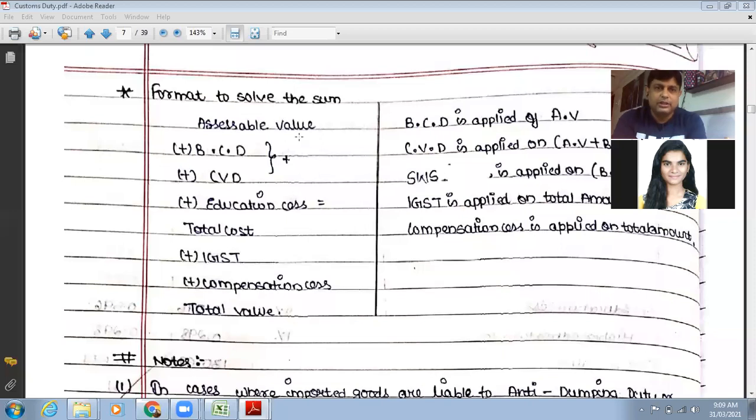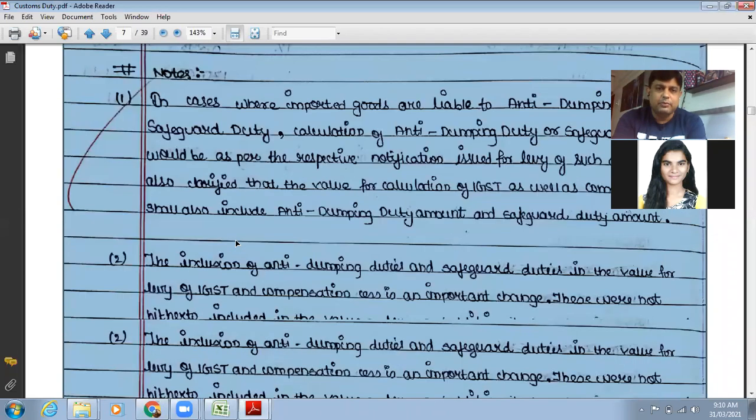If assessment value is given, we add the basic custom duty. If there is central excise duty, that has to be added. Instead of education cess, now it is SWS, social welfare surcharge, that has to be added, and then we get the total cost. IGST is to be charged, compensation cess is to be applied, and we get the total value. So this type of question we did.